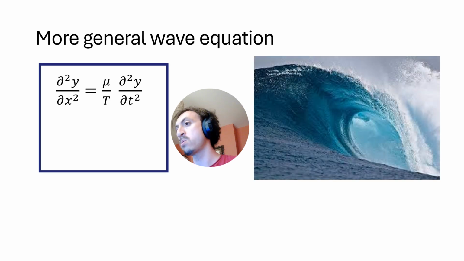So, we start with our wave equation from the earlier slide. You'll notice that this scale factor, this proportionality constant, which relates partial derivatives of y with respect to x to partial derivatives of y with respect to t, is a ratio between two important constants of our string: firstly, the density of the string, and also the tension the string is under.